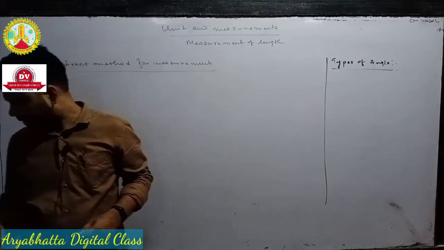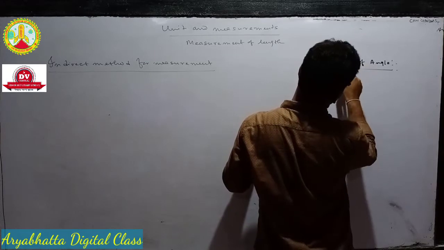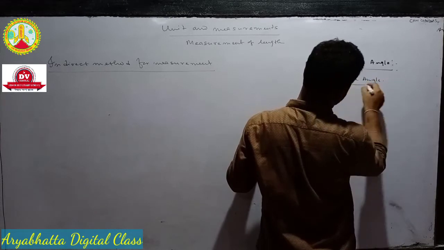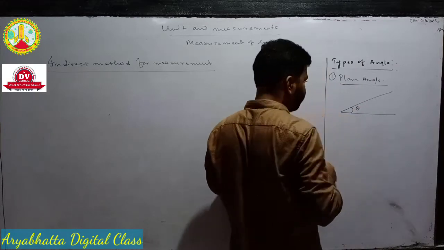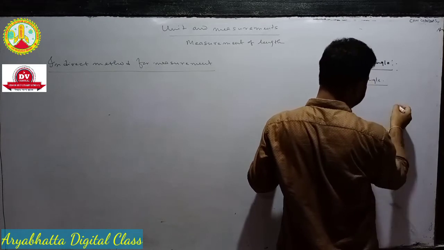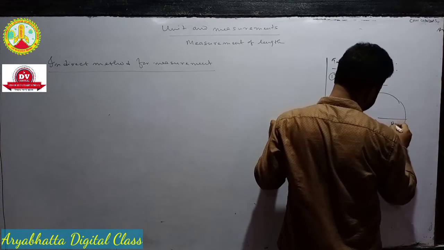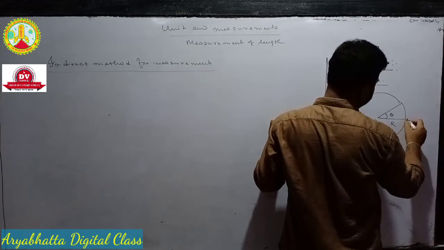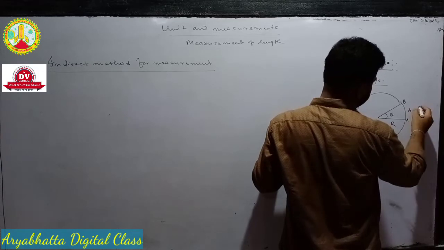Types of angle, the first one is plane angle, this one, this is theta. Suppose this is a circle, this is the center O, this is the radius, so this is the angle theta. So A to B is nothing but the arc AB.